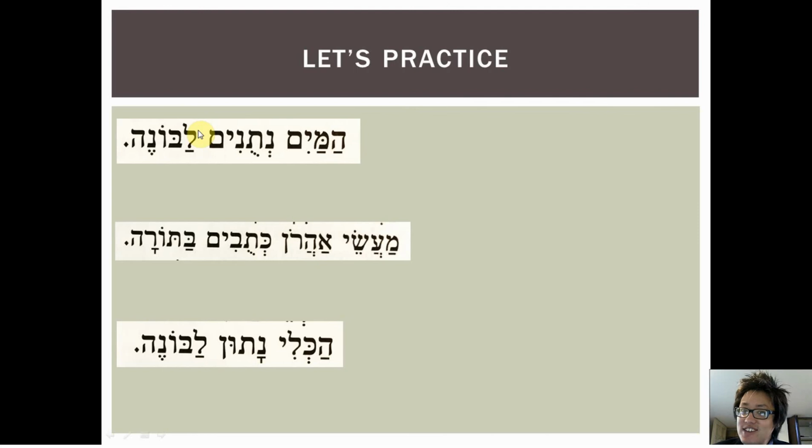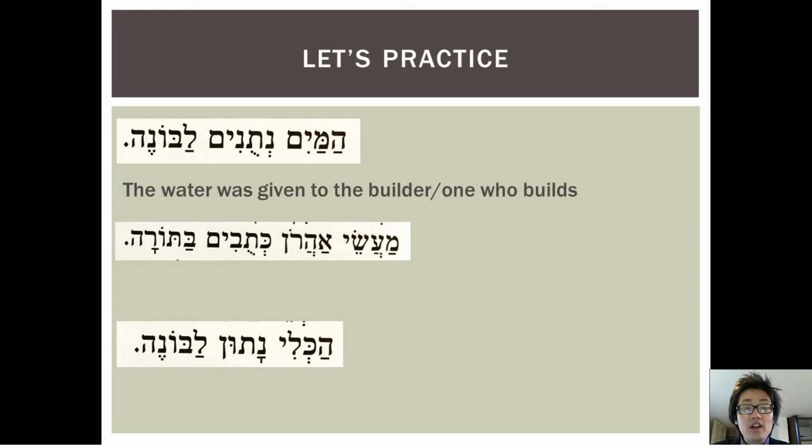Laboneh. Here's actually another participle. Did you recognize it? Bet nun hey. This has to do with building, right? So to the builder. The water is given. "Is given" is probably going to be a better translation here. The water is given to the builder, or the one who builds, is how you could also say that. To the builder. So the last participle, laboneh, is actually an active participle functioning as a noun.